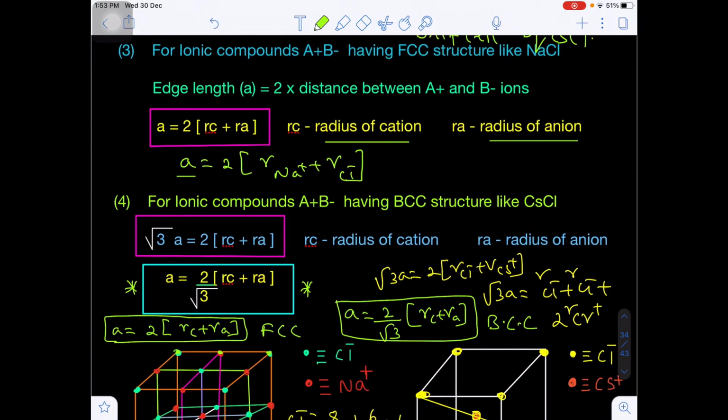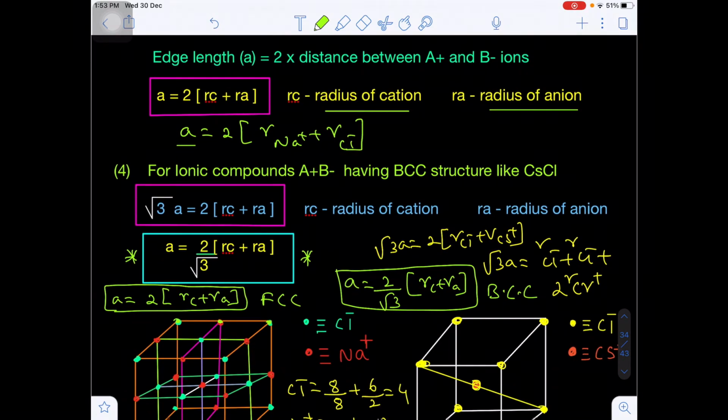Okay. Suppose an ionic crystal having the BCC structure like cesium chloride, just now I told you, what will be the edge length? A is equal to 2 by root 3 times the sum of the radii of cation and anion. So these two formulae are very important regarding the edge length of ionic unit cells possessing the FCC or CCP geometry and also BCC geometry.